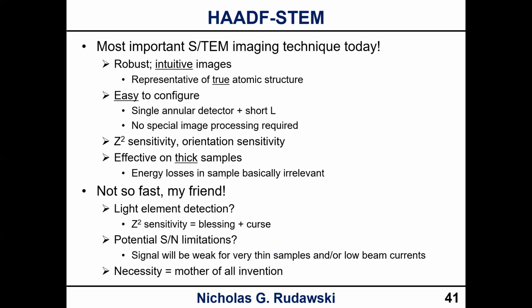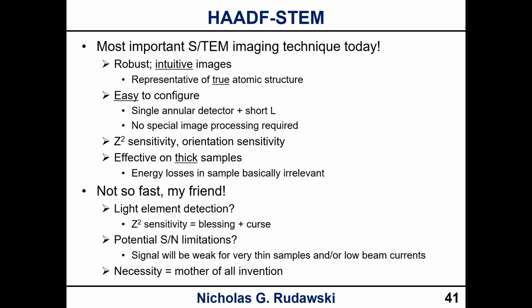But not so fast, right? We did see an important limitation, okay? And that important limitation is light elements. So the Z-squared sensitivity is a blessing, but it's also a curse. If we're trying to see light elements in the presence of high Z elements, that's going to be a problem. And there's also a potential signal to noise issue.